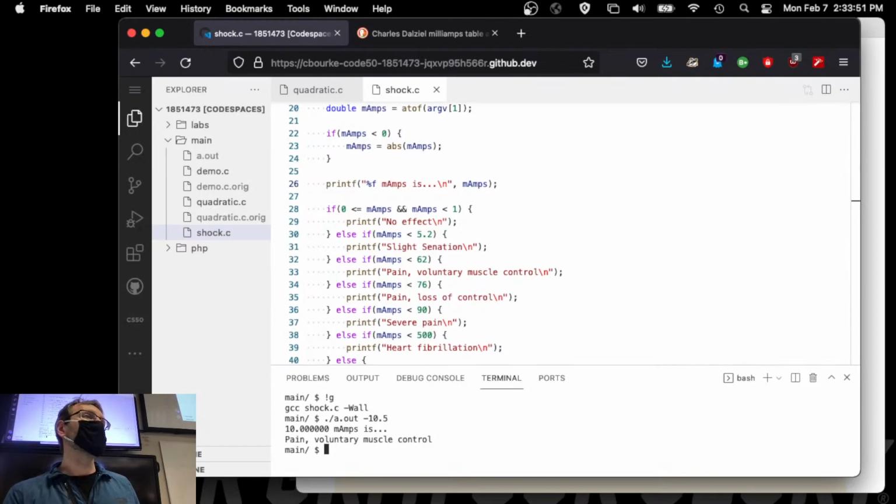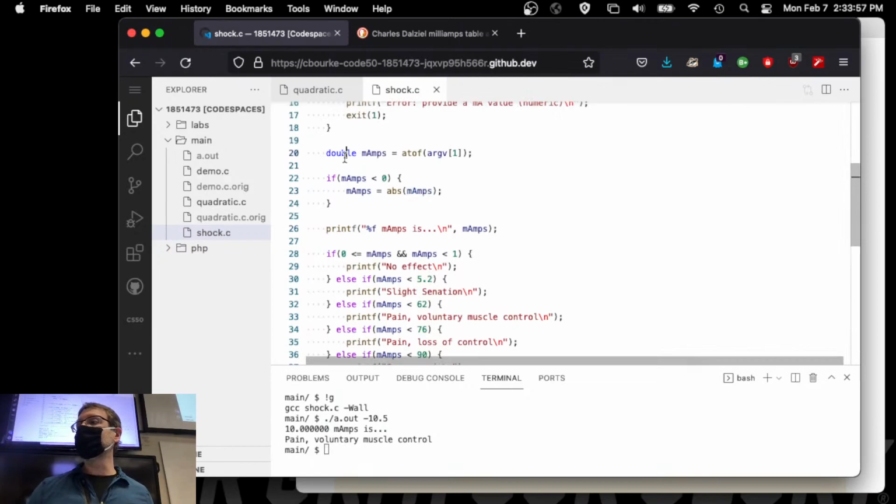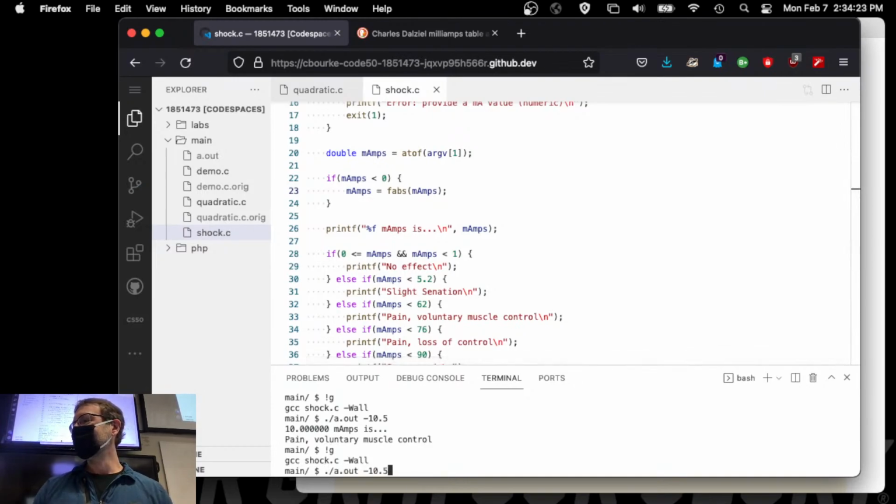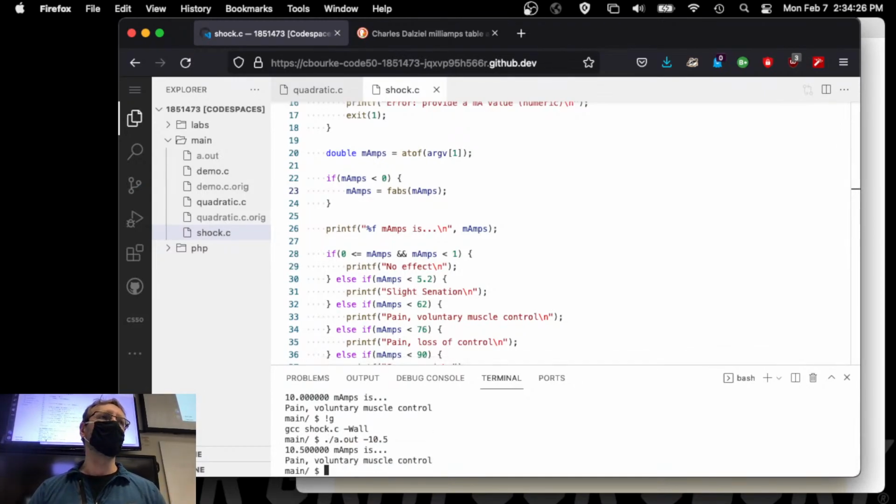It's an integer. Abs is for integers. It will take the absolute value of an integer and give you an integer. I took the absolute value of a double, which happens to truncate. 10.5 becomes 10, or negative 10 in this case, then takes the absolute value. So the solution is, and I heard it before, something even better, something more fabulous. Fabs. What does that F stand for? Floating point fabulous, yes, exactly. There we go. 10.5 milliamps is pain, voluntary muscle control is retained. Okay? Excellent.